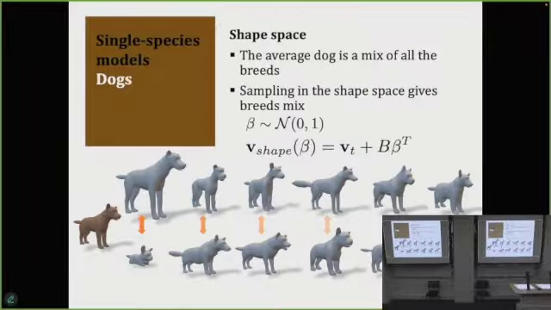And now that we have this shape space, here you see this one is the average in the training set. And these are the principal components. So the first one is size, and then you have all the other components. And for dogs, if we sample a random set of betas, we can obtain a dog that might be an interpolation of different breeds, which completely makes sense because you can have mixes.